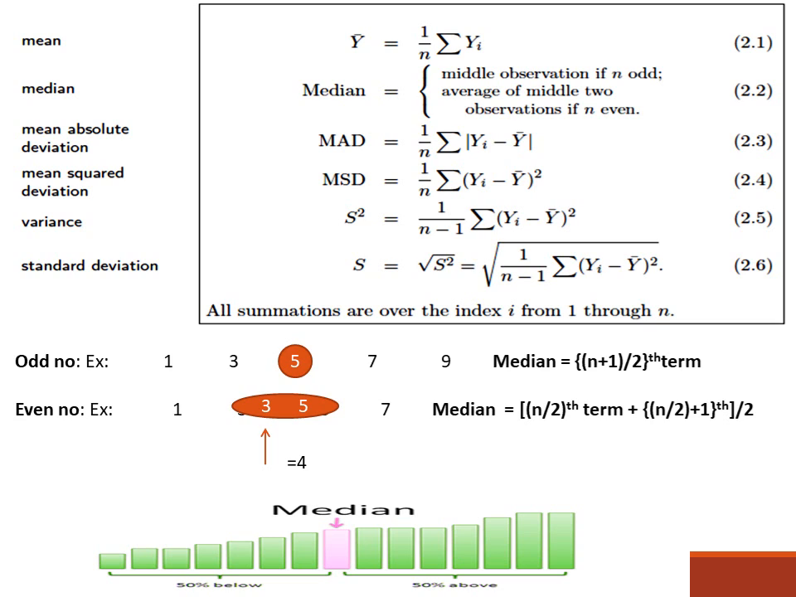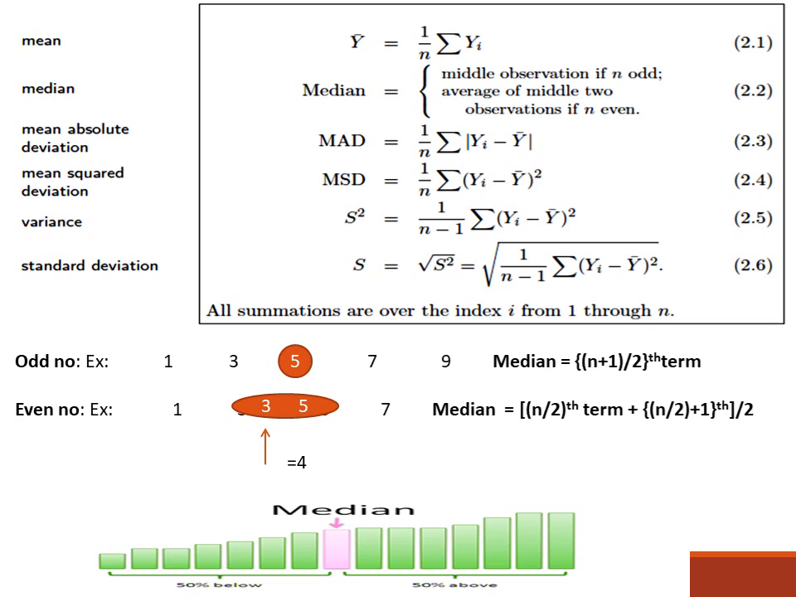If the data is odd, for example 1, 3, 5, 7, 9, the number of observations here is equal to 5. So the median place here is (n plus 1) over 2, which is 5 plus 1 equals 6 over 2. So the place here is the third place. The third place is the median place, which here is equal to 5.